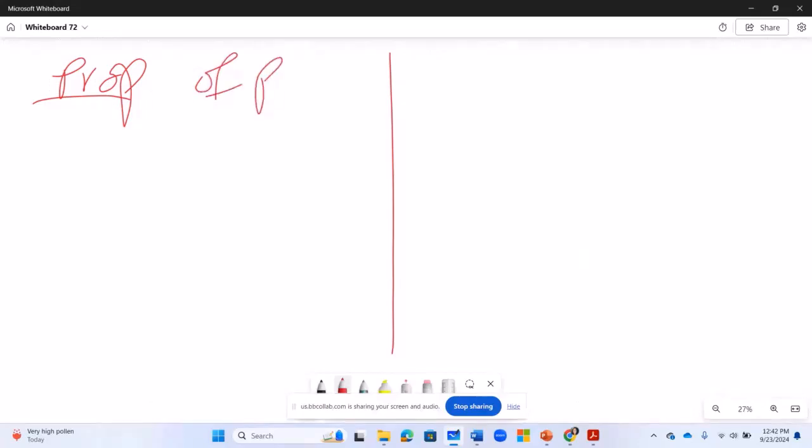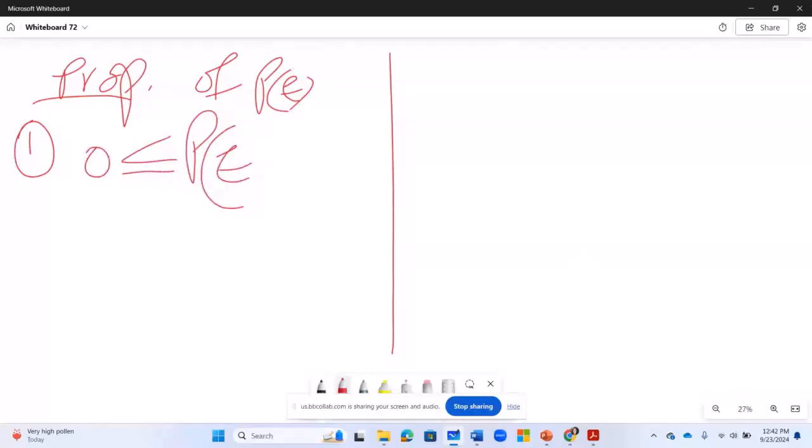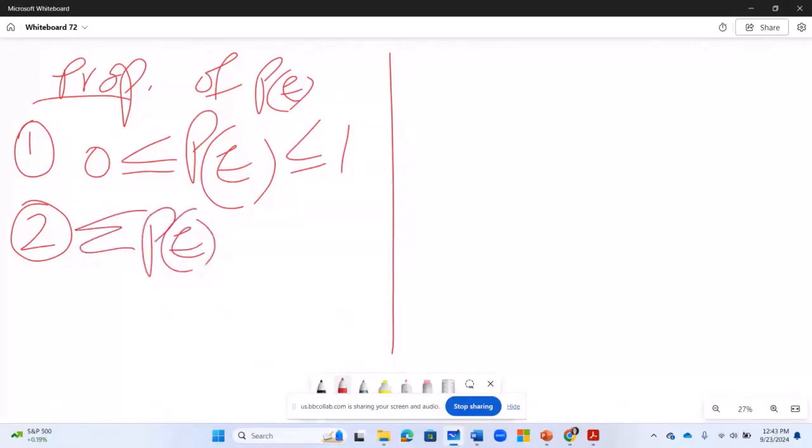So we defined probability already. The properties of probability. Let me say probability of event E. We already said property number 1 is that 0 is less than or equal to the probability of any event, which is less than or equal to 1. There are 2 important properties. You cannot miss it because we carry it from now to unit 4. Property 2: the summation of all the probabilities of event E is equal to 1, can never be more than 1.